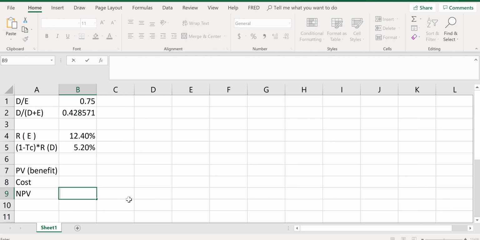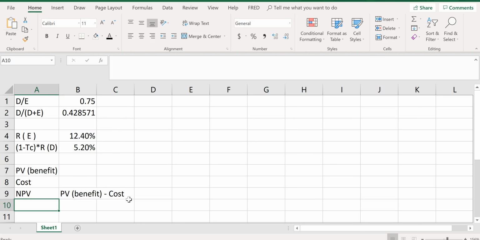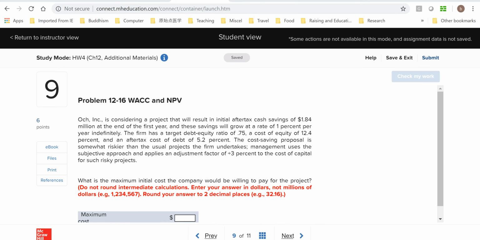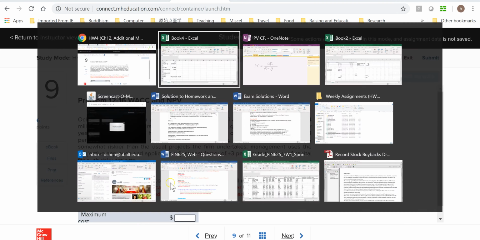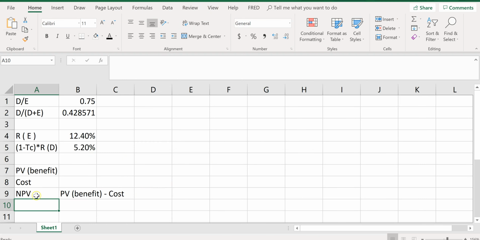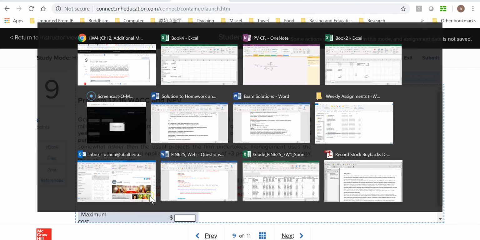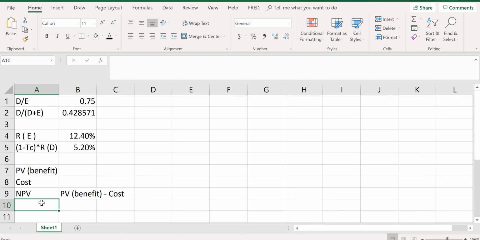That's the NPV equals benefit minus cost. And then the maximum initial cost. If NPV turns out to be negative, then it's not worthwhile to take on this project. Hence, the maximum cost must make the NPV to be 0, right? If it's positive, that means we can further increase the cost until NPV becomes 0. So the maximum cost will be the value which makes the NPV to be 0.